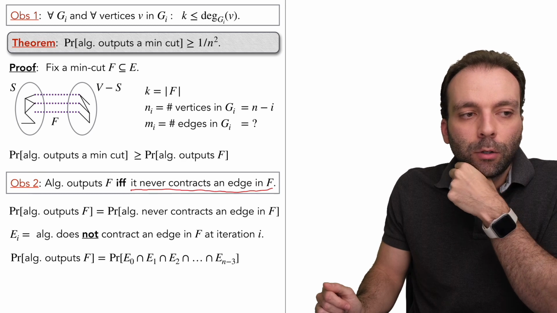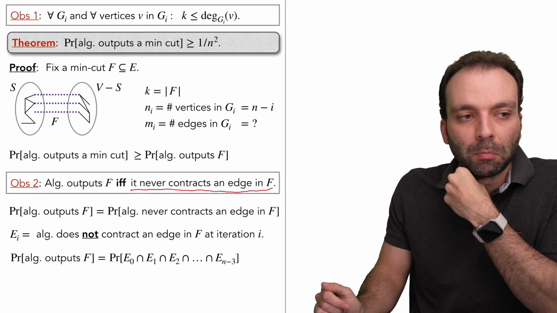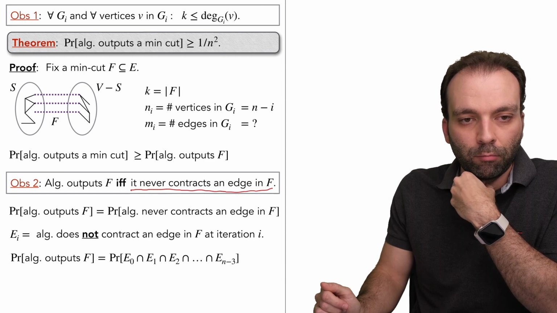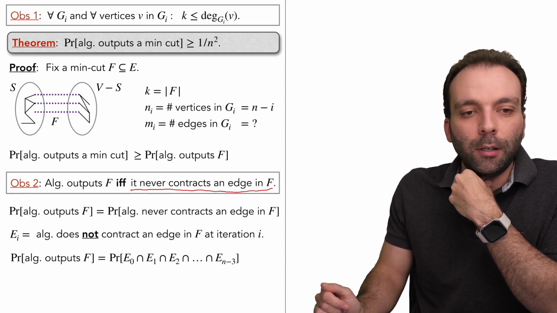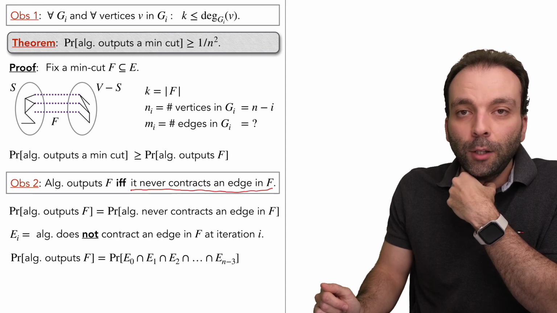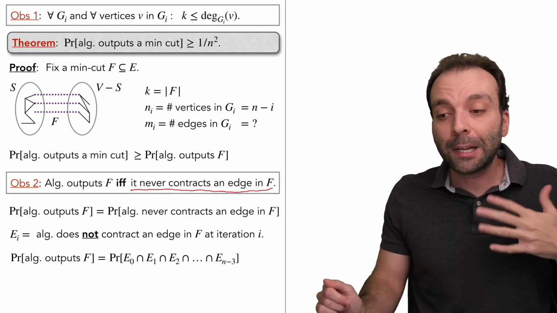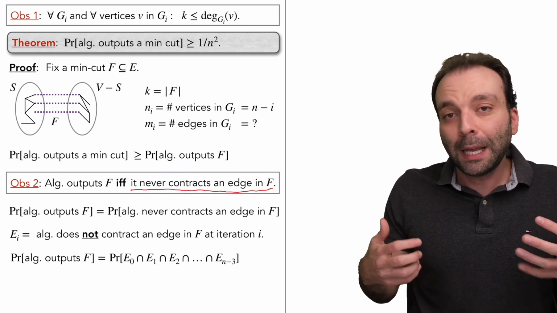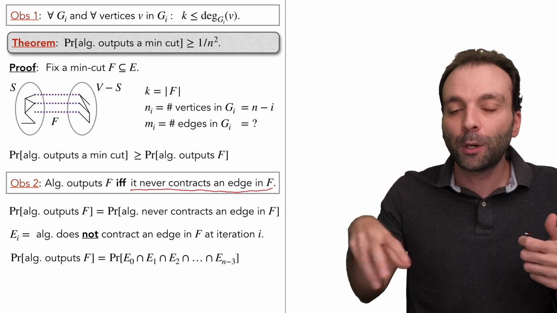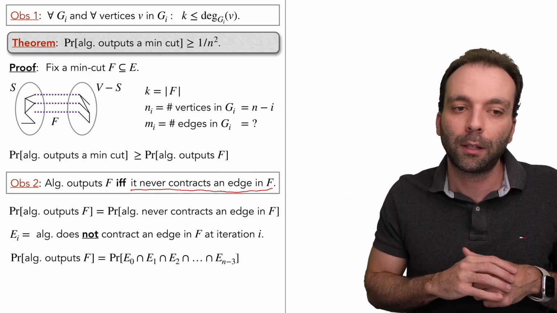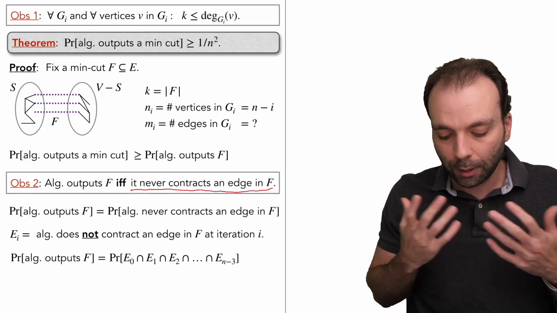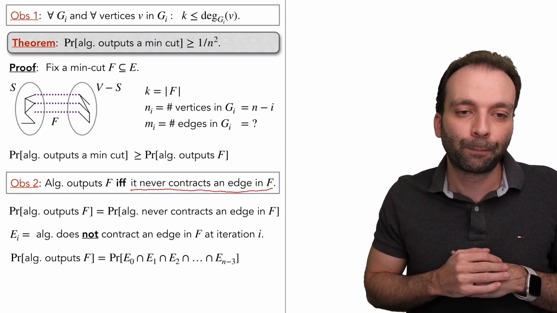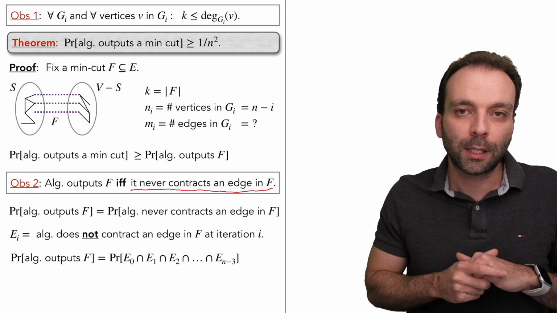If I don't contract an edge from f in the first iteration, then that will make it more likely in the second iteration that I will pick an edge from f to contract, right? You guys are right, so it's not independent. Sorry, doesn't work. But what can we do instead then?